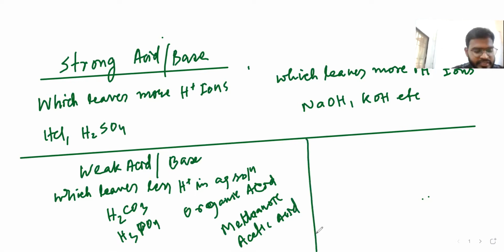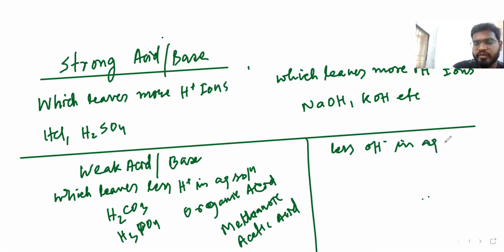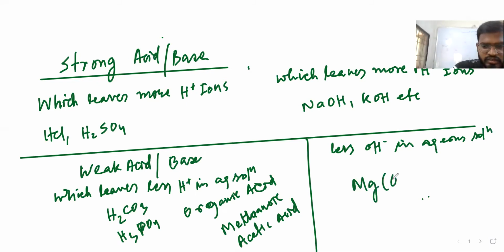Let's see weak bases now, which leave fewer OH minus ions in aqueous solution. For example, Mg(OH)2. Many examples are there. So that is all about strong and weak acids and bases. Today's class is only theory; anyway, this chapter is completely theory.